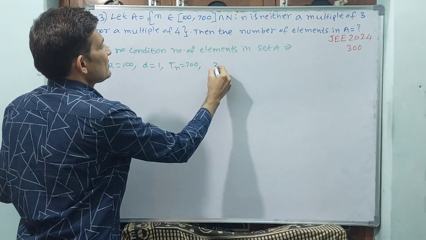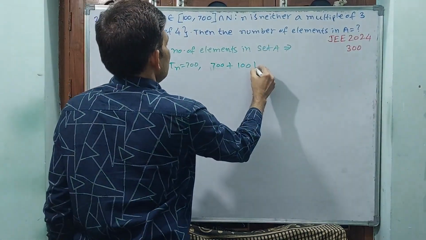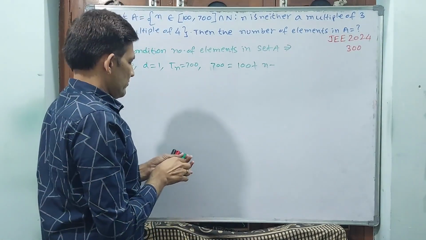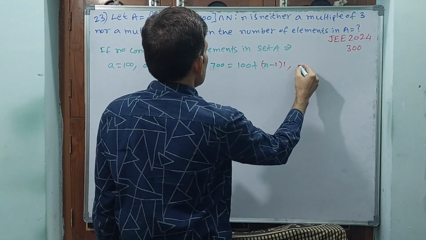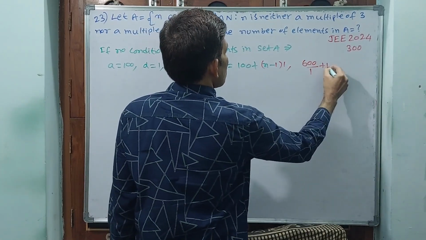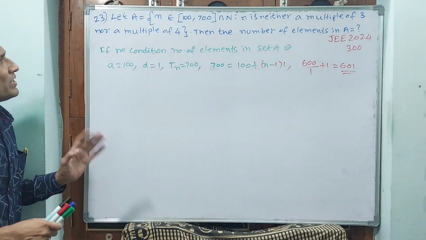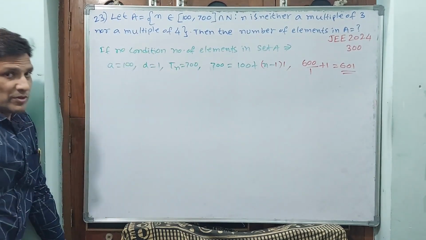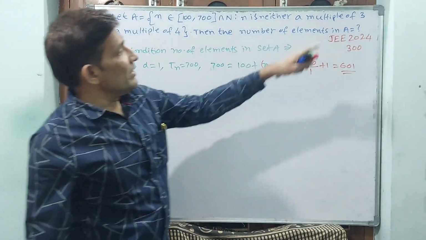Last term is 700, Tn is equal to 700. What is that number? I will tell. 700 is equal to a plus (n minus 1) into d. d is 1. That means (600 by 1) plus 1, that is equal to 601. Without any condition, total 601 numbers are there. That means n is 601.